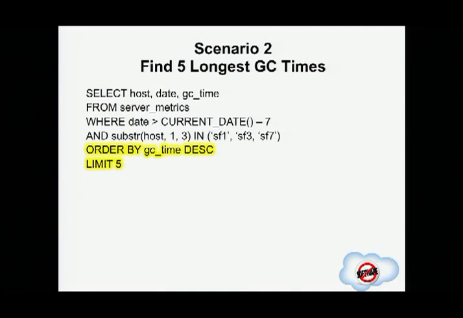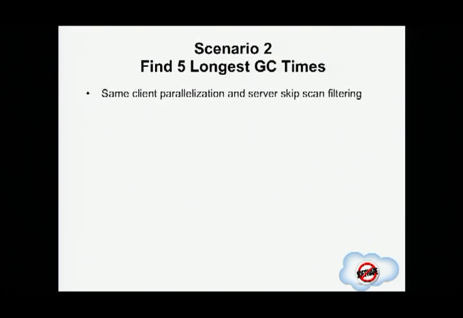OK, now the second scenario is similar to the first, but it's a little bit different because in this case, it's not an aggregate query. It's a top-N query. So in this case, you want to find the 5 biggest GC times. So you're going to order by GC time descending, and you're going to hold on to 5 of those. So you're going to limit the query to 5. So in this case, the same thing happens as before, the same client-side and server-side processing that I showed you before.